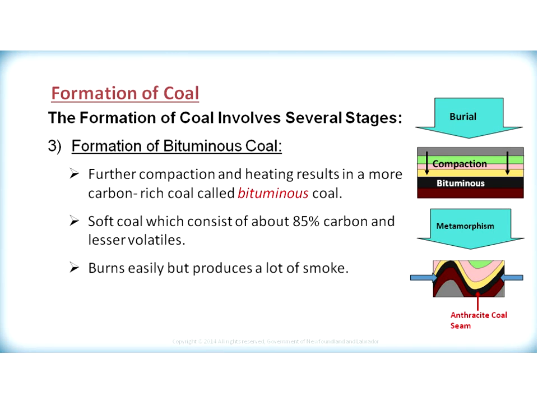The next stage of coal is the formation of bituminous coal. Further compaction and heating results in a more carbon-rich coal called bituminous. This bituminous coal is a soft coal which consists of approximately 85% carbon, and there are lesser volatiles, only approximately 15%. This grade of coal burns easily, but it also produces a lot of smoke.